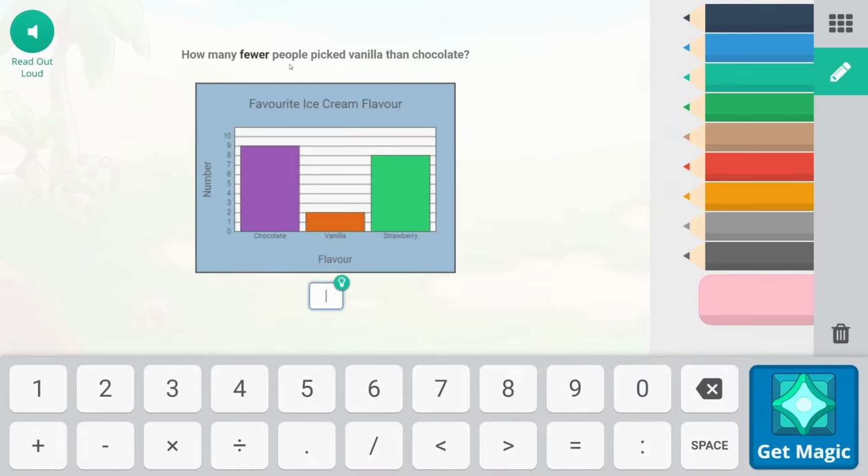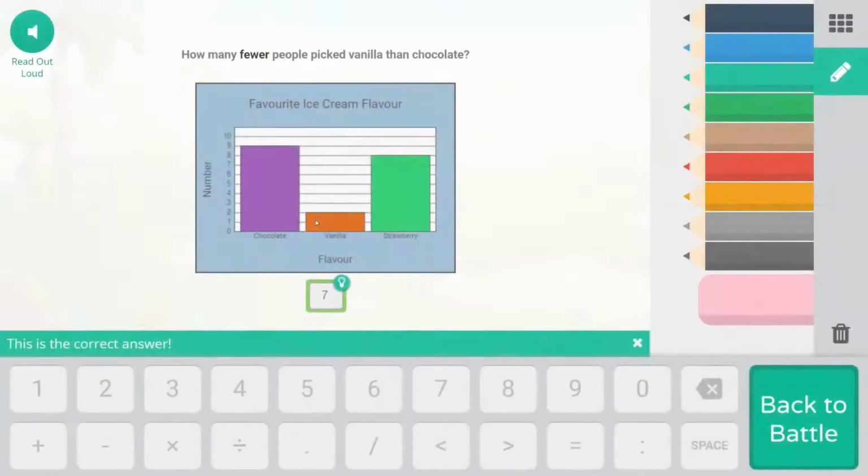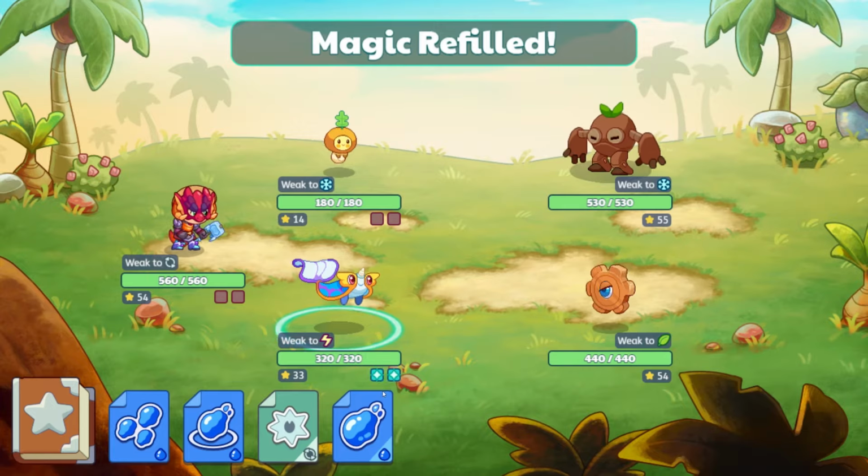How many fewer people picked vanilla than chocolate? That's 2 and 9, so 9 minus 2. That's going to give us a difference of 7. You can actually just count up the lines as you go, and you can get that same answer.